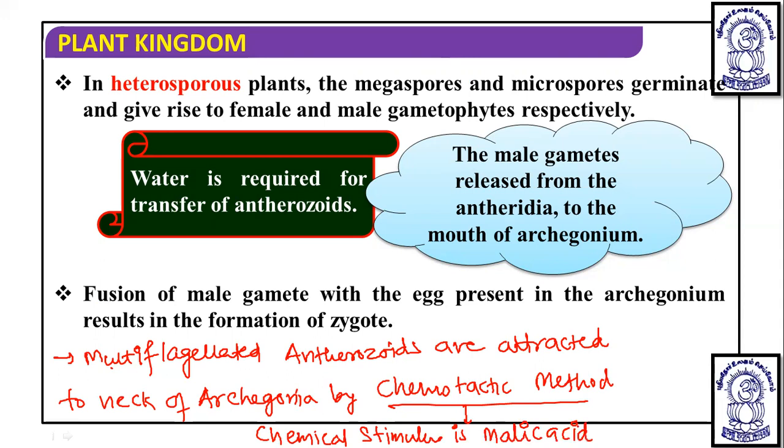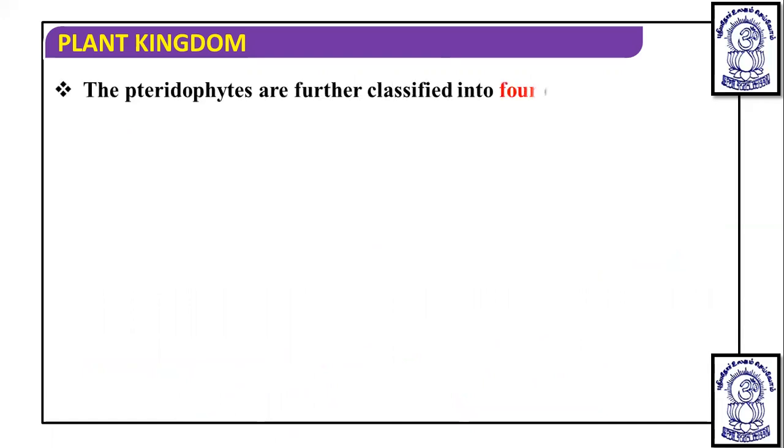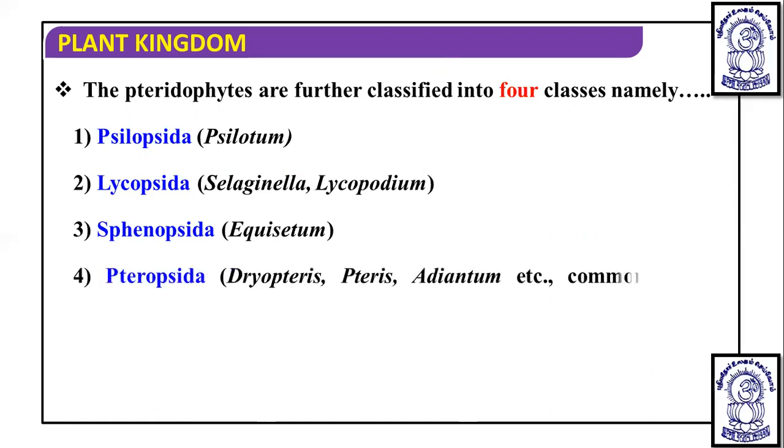Okay, dear students, so this is the detailed life cycle in this group. One more thing: now we are going to talk about their classification, their classes. It is known that pteridophytes are classified into four classes. The first one is Psilopsida, in which we will study the example Psilotum. Another class is Lycopsida, and the third is Sphenopsida. In Lycopsida, the members are Selaginella and Lycopodium. In Sphenopsida, Equisetum is there. And in Pteropsida, Dryopteris, Pteris and Adiantum are there, and they are commonly called ferns.